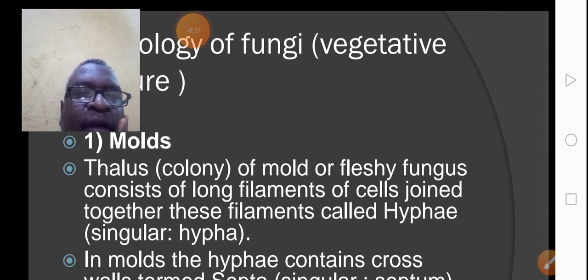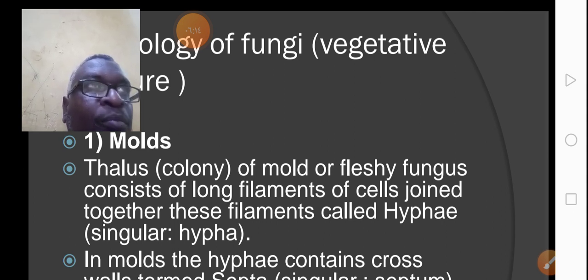If we want to describe the mold, a mold is a colony, a fleshy fungus, consisting of long filaments, that means many yeast-like cells joined together, and these filaments are called hyphae, singular hypha. So the simple unit of the mold is the hypha. Many hyphae together we call a mycelium.